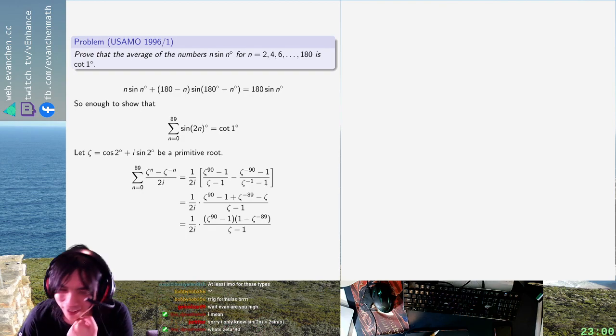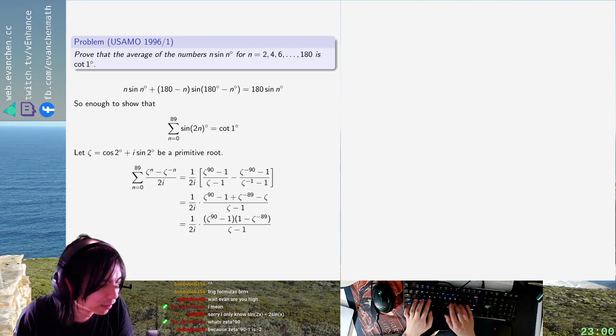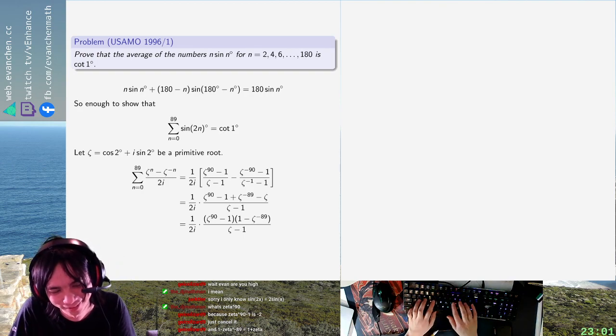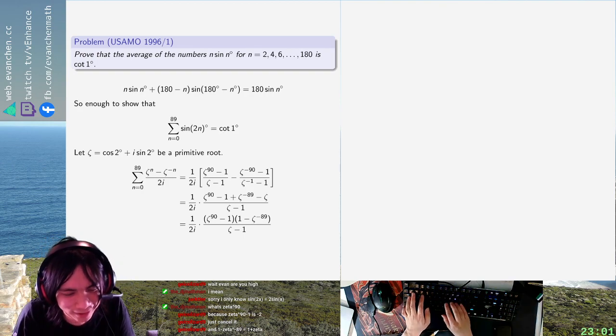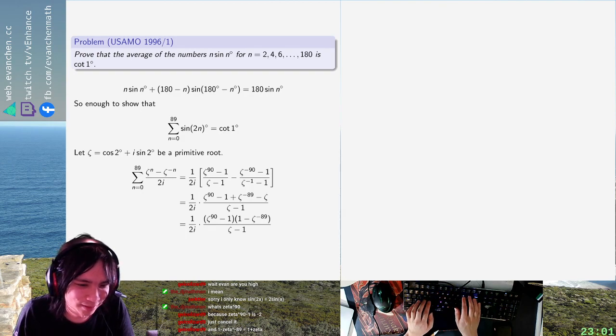How many things are there? We're dividing by 90, we think. Over 2, I think. Is that correct?